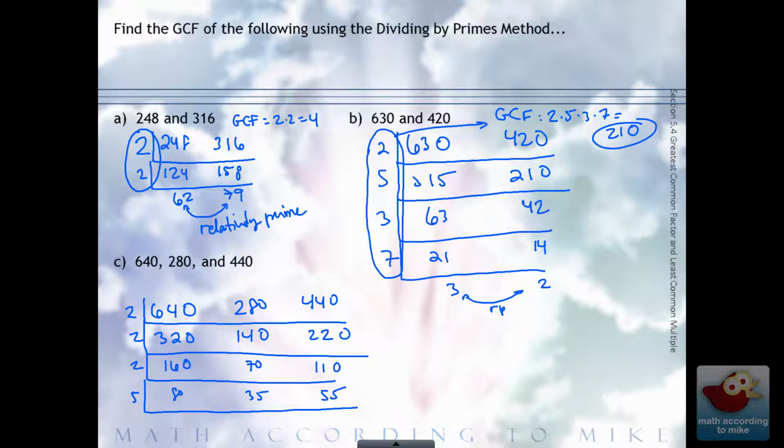Oh my gosh. This would be a 7, and this would be 11. And then we stop. Because there isn't a common number except for 1 that goes into 16, 7, and 11. So GCF is off to the side. 2 times 2 times 2 times 5 is 40.